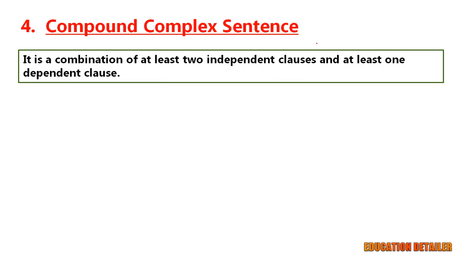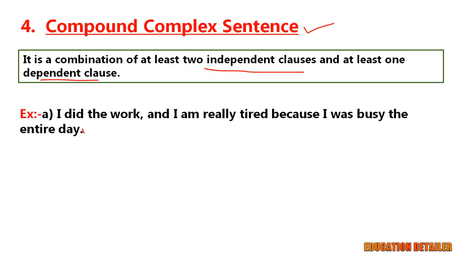Fourth and the last type of sentence, compound complex sentence. It is a combination of at least two independent clauses and at least one dependent clause. This type of sentence is usually longer than the other three. Example, I did the work and I'm really tired because I was busy the entire day. In this example, I did the work and I'm really tired are two independent clauses joined by the coordinating conjunction and. Because I was busy the entire day is a dependent clause. As you can see, the sentence contains at least two independent clauses and at least one dependent clause. So it is simply called a compound complex sentence.